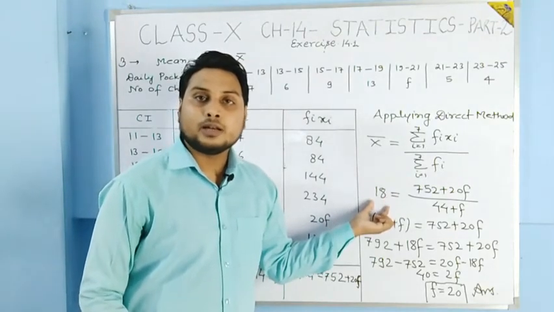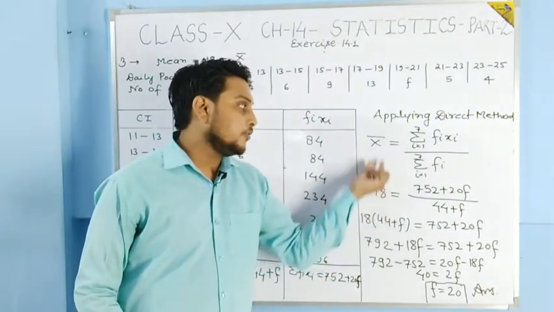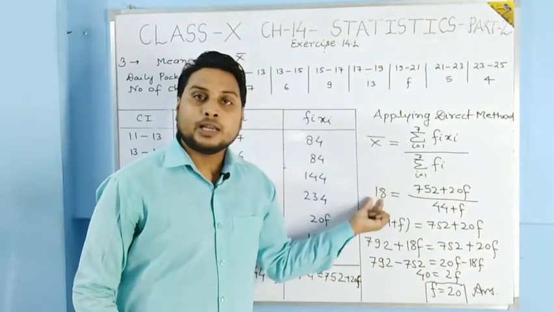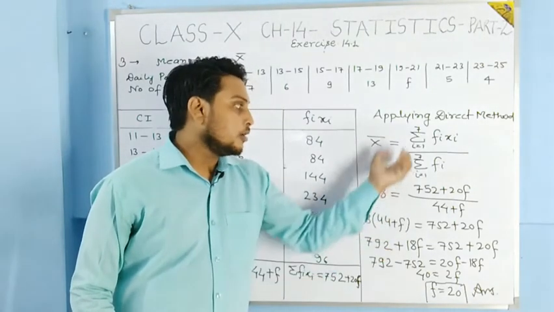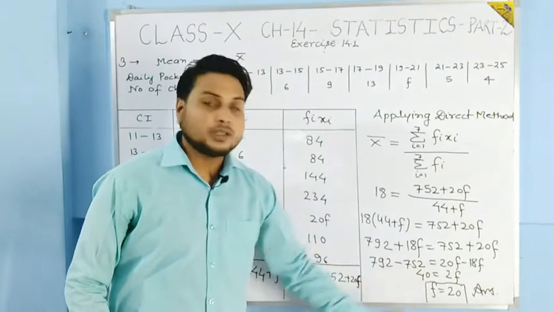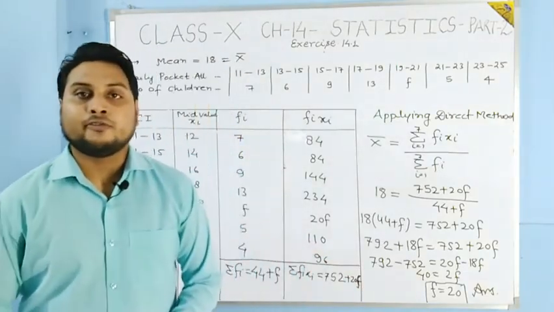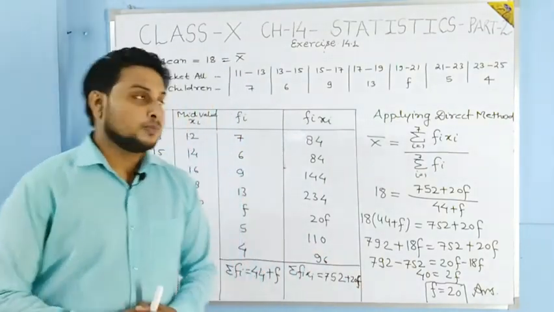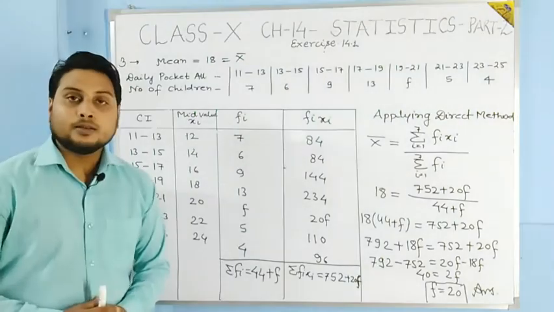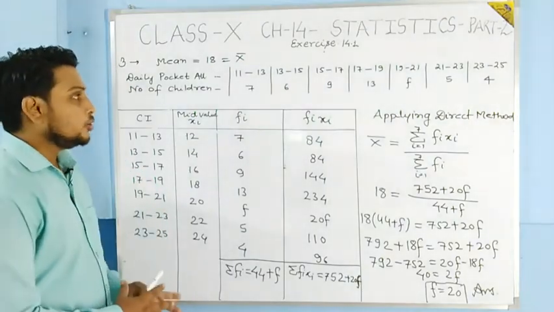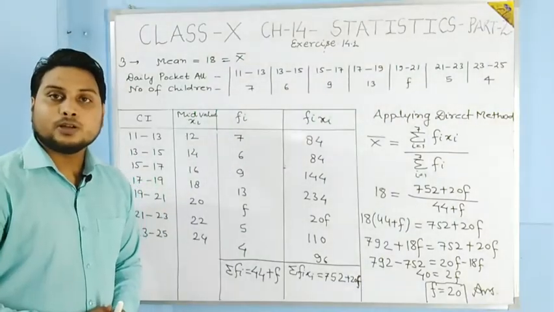It was already given in the question that the value of the mean is 18. So we have put it here. And after that, by solving the equation we have got the value of F. Okay students, so now you can note down the solution of the question. Just pause the video and note it down.